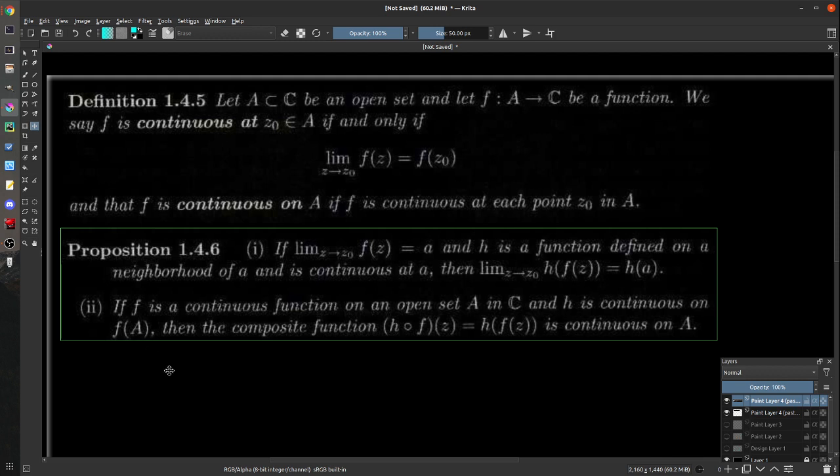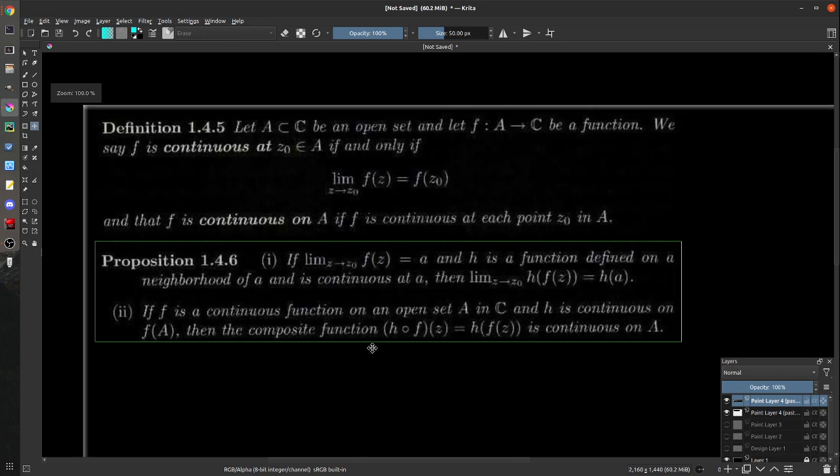So then if f is a continuous function on an open set A and h is continuous on the image of A under f, then the composite function, h composed with f, is continuous on all of A. This is just the global version of part 1, right? So part 1 is continuous at a point a. Part 2 is continuous on an entire subset A, and it's just the subset-wise version of the first one. Nothing fancy there. We should all know these things.